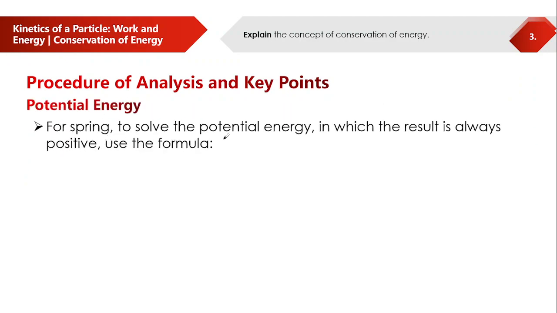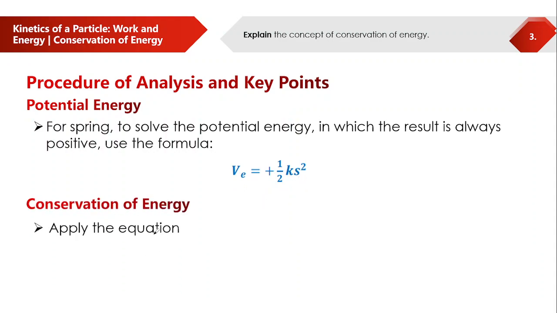Okay? For spring naman, to solve the potential energy in which result is always positive, use the formula. Alam natin to, 1/2 of K squared. And conservation of energy, apply na natin to kasi nga we have already computed the gravitational potential energy, then we can solve for the kung ano yung mga unknowns na andito. Okay, where T is equal to 1/2 of mv squared.